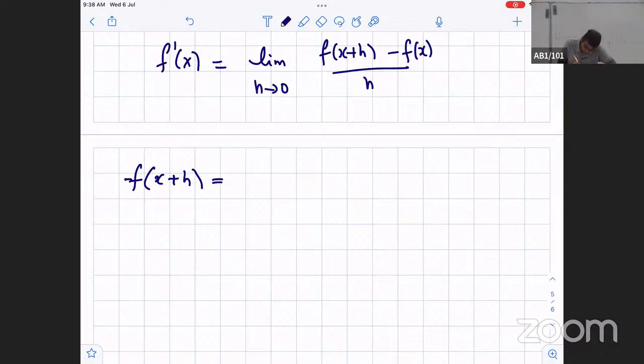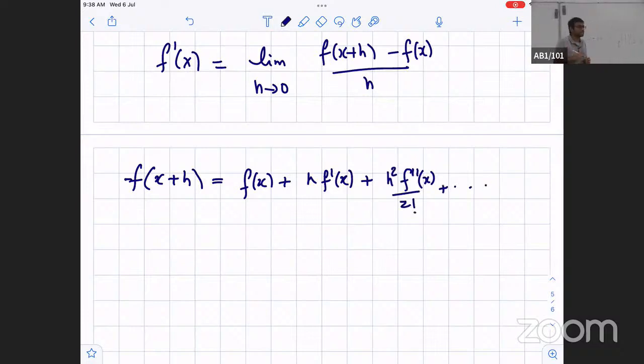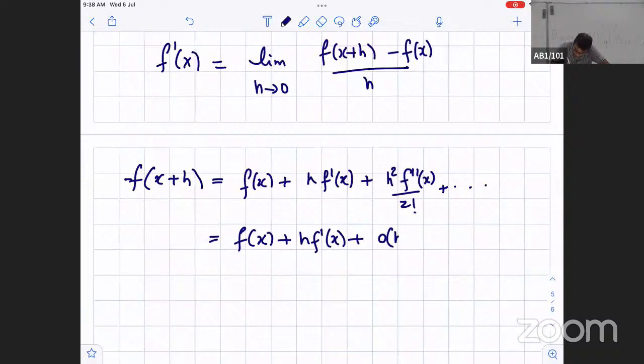So it's essentially this. You have f of x plus h times f dash x plus h square f double dash x by 2 factorial. This is the Taylor series expansion at a point near x, in terms of all the derivatives at x. Okay, so you can rewrite this as f of x plus h of f dash x plus small o of h.